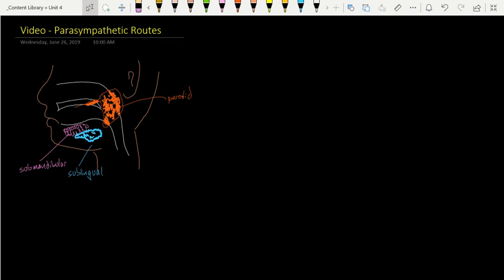And similar to what we did with the sympathetic routes, I'd like to diagram out the parasympathetic routes to help us understand and be able to compare and contrast some of the differences between these two unique systems. Now you might be asking, why am I staring at a guy's face showing submandibular, sublingual, and parotid salivary glands? Well, let's bring in another picture.